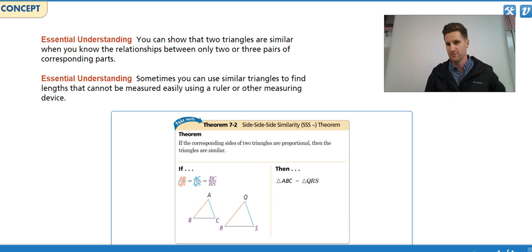Alright guys, welcome to 7.3 video. Let's go ahead and talk about what we are talking about. So our essential understandings for this chapter are the following. You can show that two triangles are similar when you know the relationship between only two or three pairs of corresponding parts, and then also sometimes you can use similar triangles to find lengths that cannot be measured easily with a ruler or measuring device.